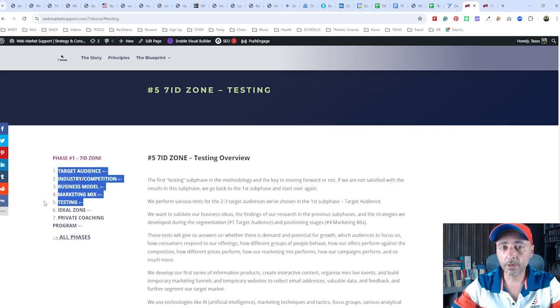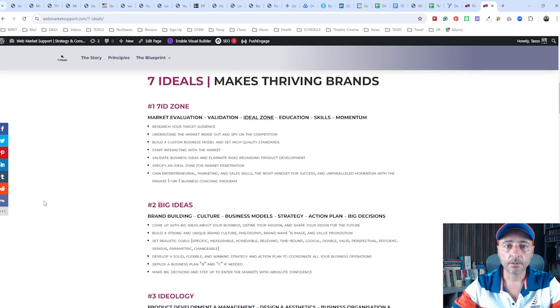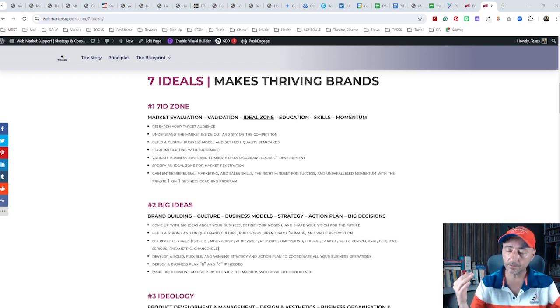So that's the spirit of the 7 ideals methodology, and let me show you when innovation happens. So the first phase is about evaluating the market, validating business ideas, and specifying an ideal zone for market penetration. That's our niche, our segment of the market, which we'll target first. Then later, in other phases of the 7 ideals methodology, we'll expand upon new audiences, new markets as well.